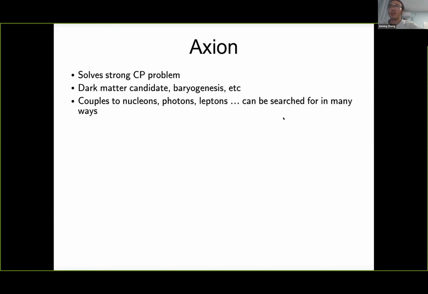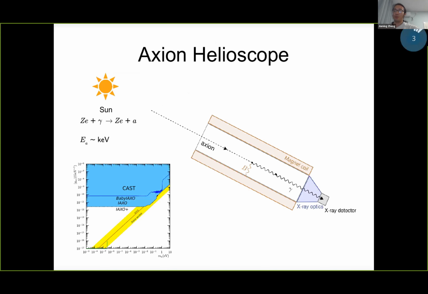As Masaki and Ivana mentioned, the axion model is a very attractive physics model because it not only solves the strong CP problem, but it also offers attractive dark matter candidates and is probably related to baryogenesis. But more importantly in this talk, it couples to nucleons, photons, and leptons in various ways so that we can search for it with many different methods. And the method I will focus on is the axion helioscope.